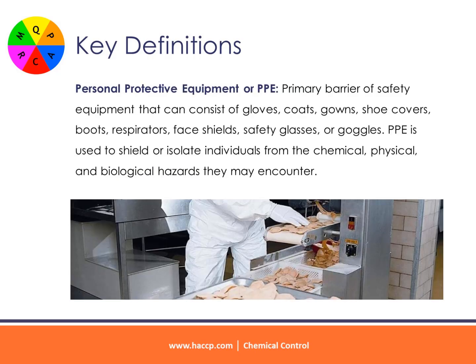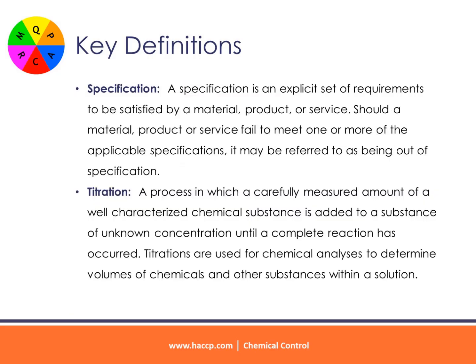Personal protective equipment or PPE. The primary barrier of safety equipment that can consist of gloves, coats, gowns, shoe covers, boots, respirators, face shields, safety glasses, or goggles. PPE is used to shield or isolate individuals from the chemical, physical, and biological hazards they may encounter.